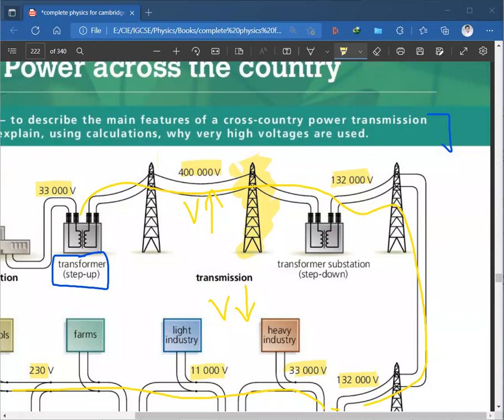Okay, that's what's happening. But before this, we have our power station. Let's make a chimney. This is our power station. The thing is, the power station does not make very high voltage. It makes just a little high, moderate, let's say. Now this right here is your step up. Let's call this a step up transformer.